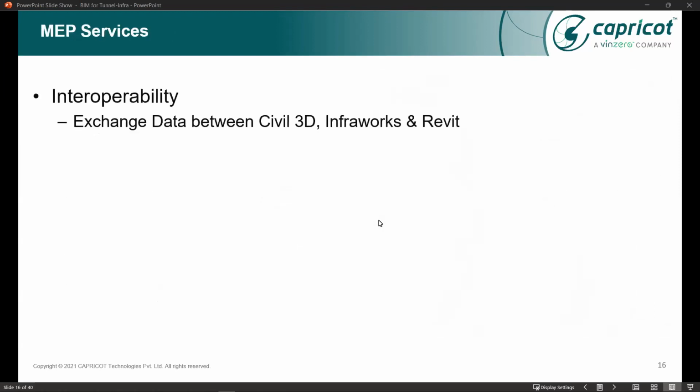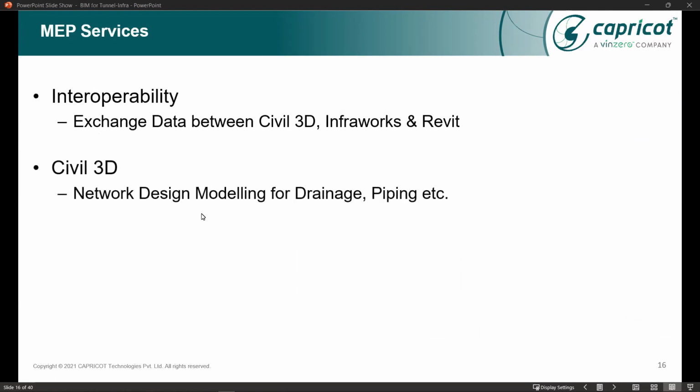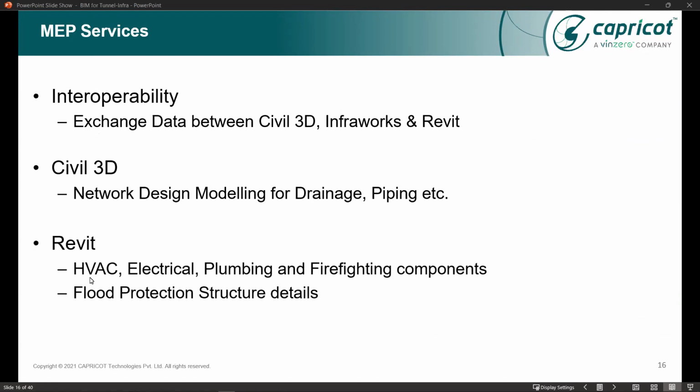So we exchanged data between Civil 3D, InfraWorks, and Revit. Then network design modeling was done in Civil 3D. We also did drainage and piping in it. And then in Revit, we added HVAC, electrical, plumbing, and firefighting components. Here, and also Shoaib, I would like to add some points.